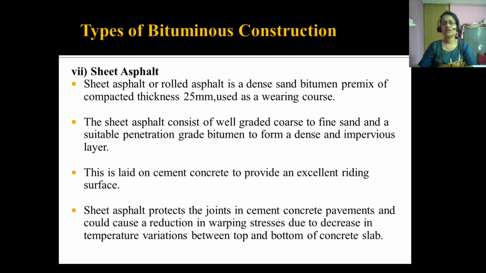Next is sheet asphalt. The sheet asphalt, or rolled asphalt, is a dense sand bitumen which is premixed, of compacted thickness 25 mm, and is used as a wearing course. What is the function of this sheet asphalt? Its main function is to protect the joints in the cement concrete pavements and to cause a reduction in the warping stresses due to decrease in the temperature variations between the top and the bottom of the concrete slab.